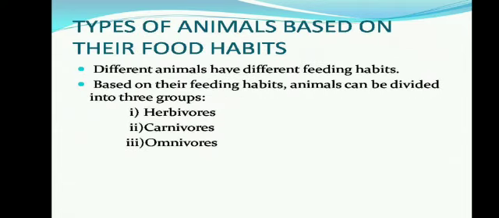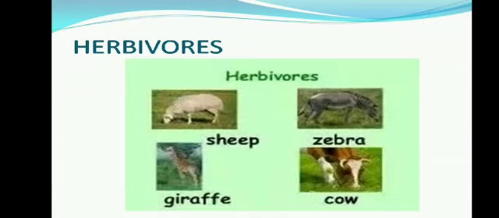Types of animals based on their food habits. Different animals have different feeding habits. Based on their feeding habits, animals can be divided into three groups: herbivores, carnivores, and omnivores. Herbivores. See, animals which only eat plants, and they have flat grinding teeth to properly chew the grass. Some examples are sheep, zebra, cow, and giraffe.